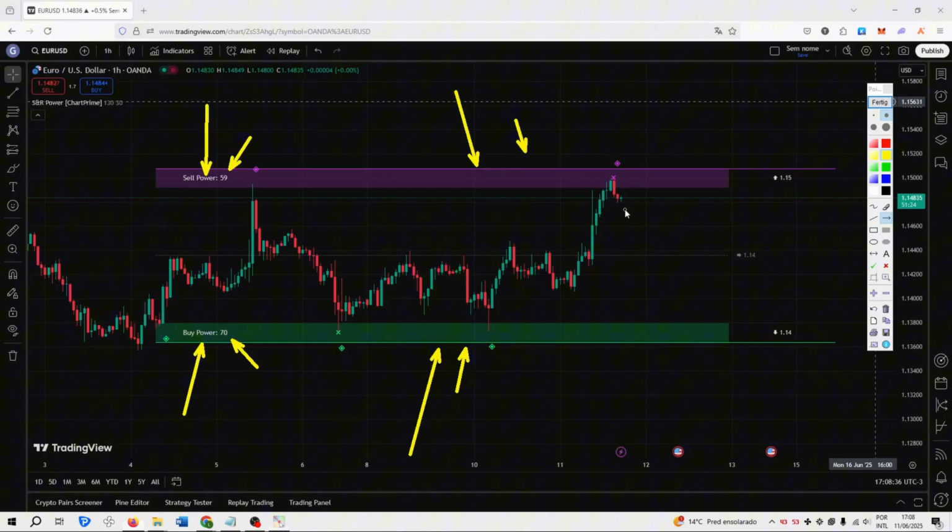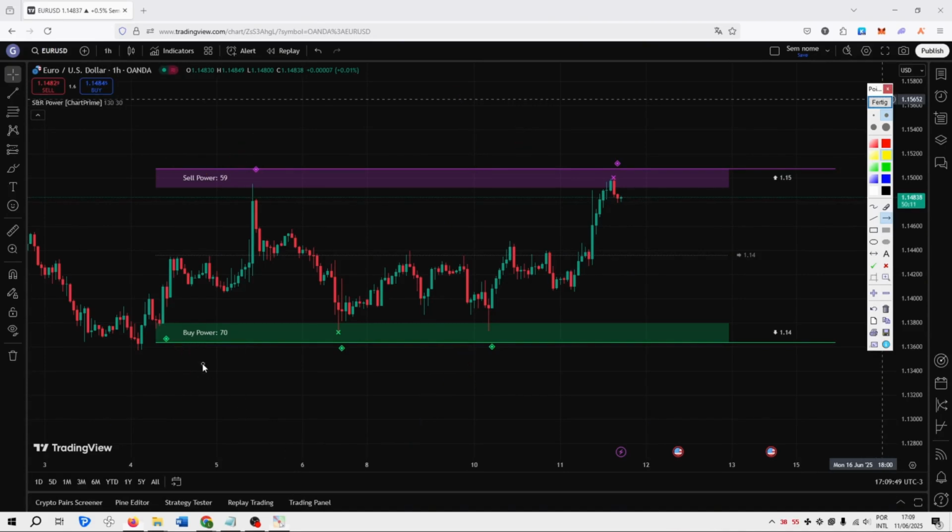This number shows how many candles have already touched the region and reversed. In other words, for sell power, how many red candles, and for buy power, how many green candles touched and reversed. The higher the number, the stronger that region becomes. In this case here, we can see buy power at 70 and sell power at 59, meaning the buying strength at the bottom is greater.